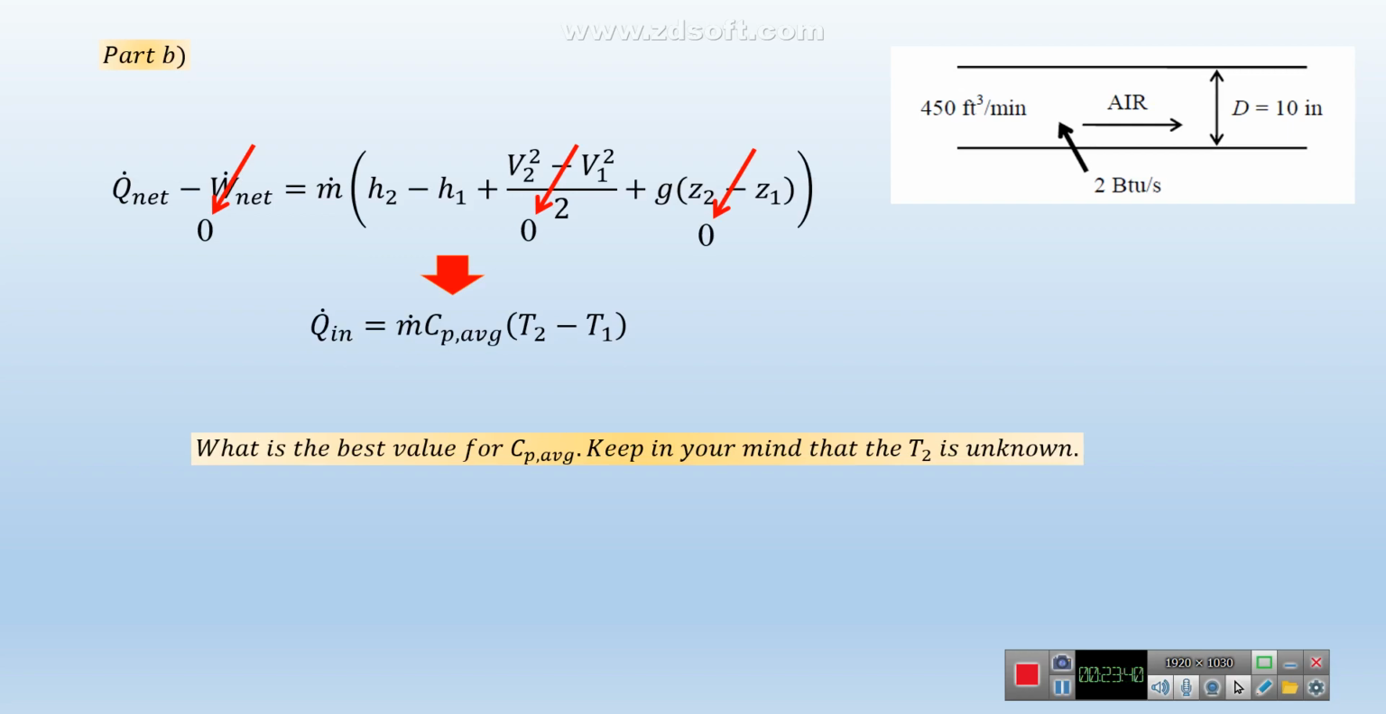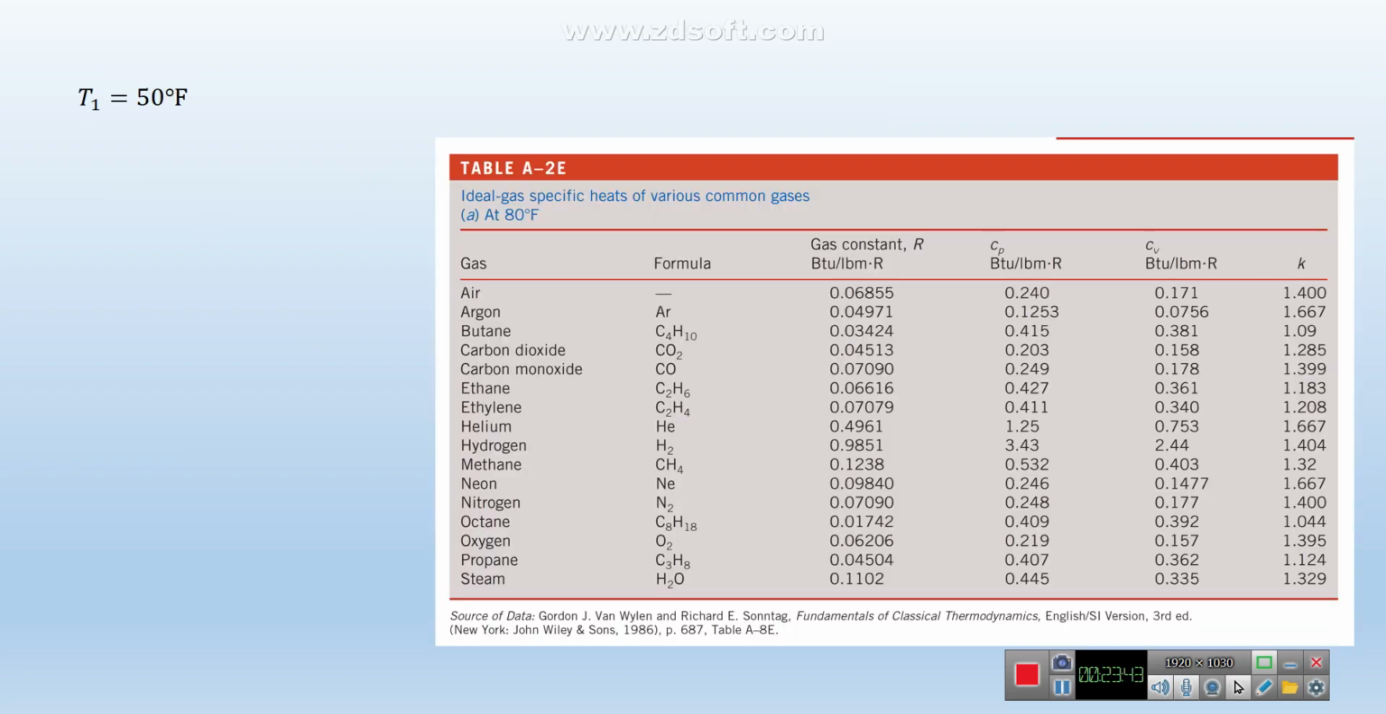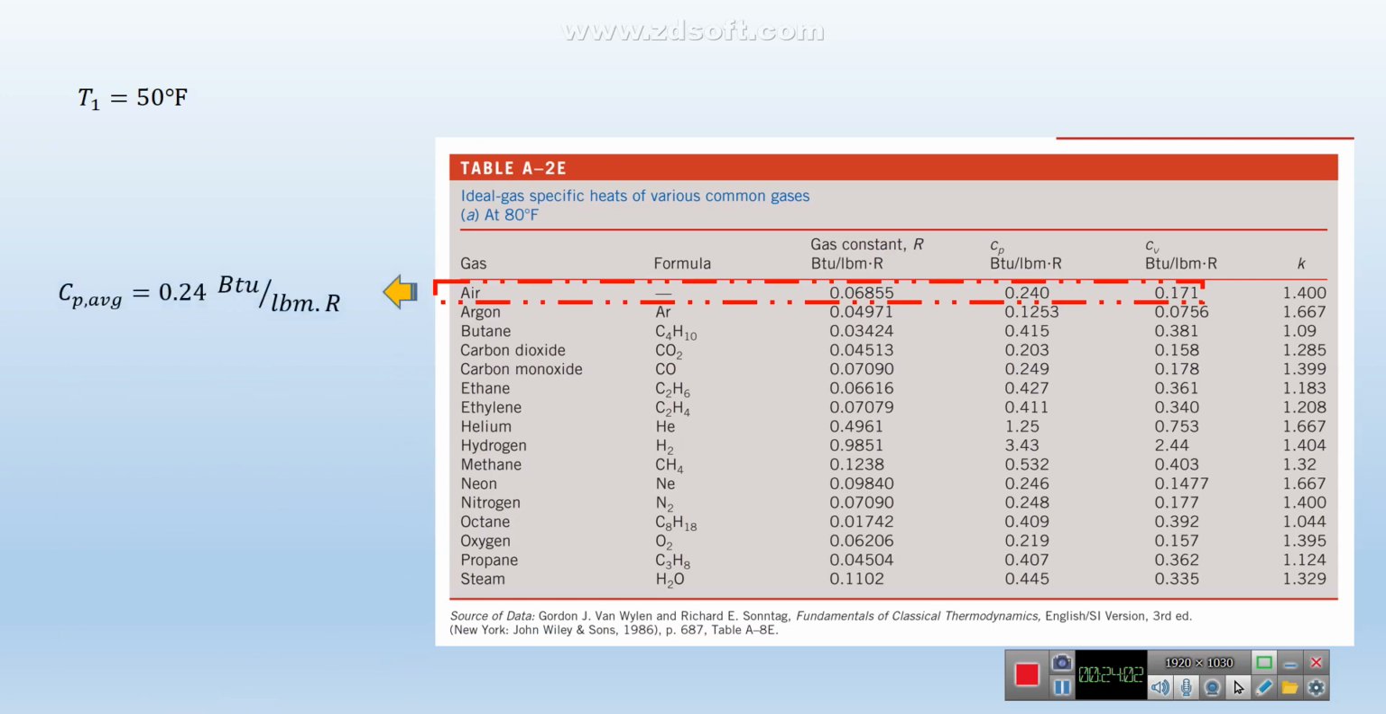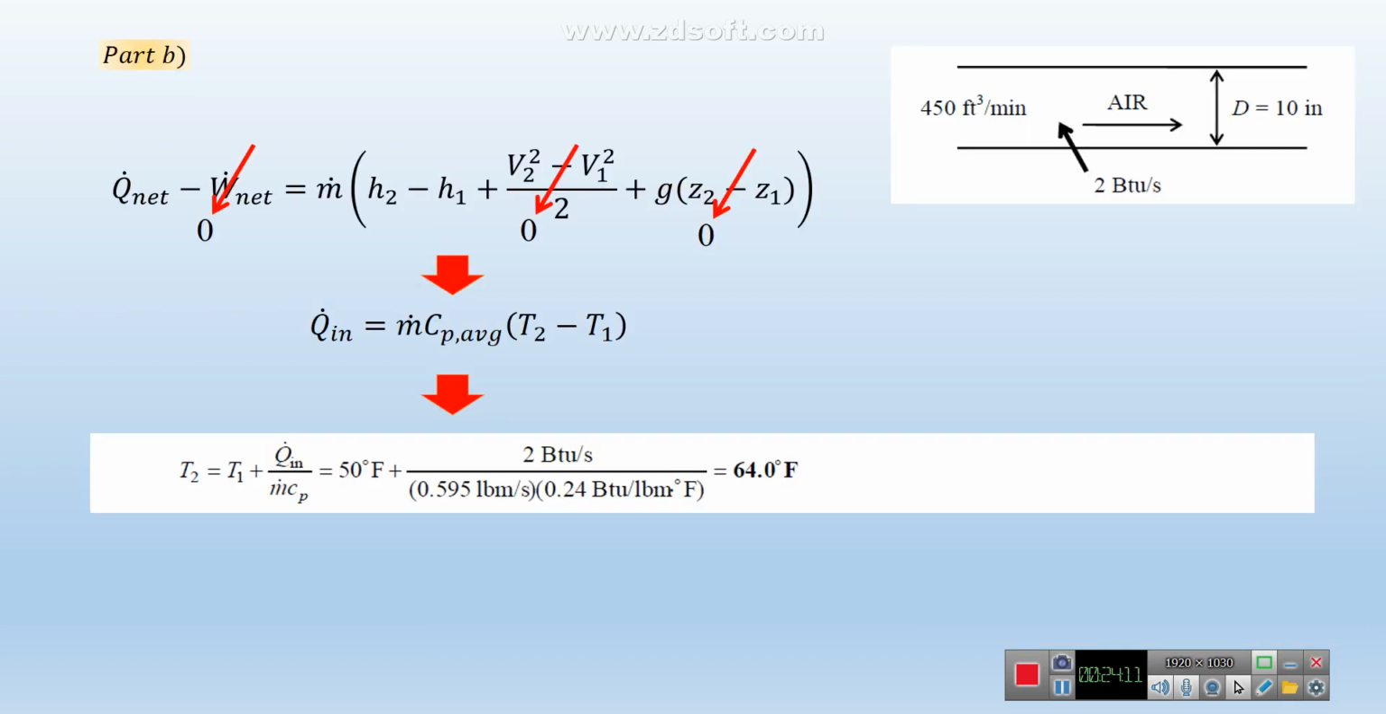Now, what I'm going to do is use table A2. Table A2 is ideal gas specific heats of some gases at 80 Fahrenheit. Correct. So I'm going to use this CP at 80 Fahrenheit. Based on this table, the CP is 0.24 BTU per pound mass Fahrenheit. Let's use this CP to find the exit temperature. If you use this CP here, the exit temperature is 64.